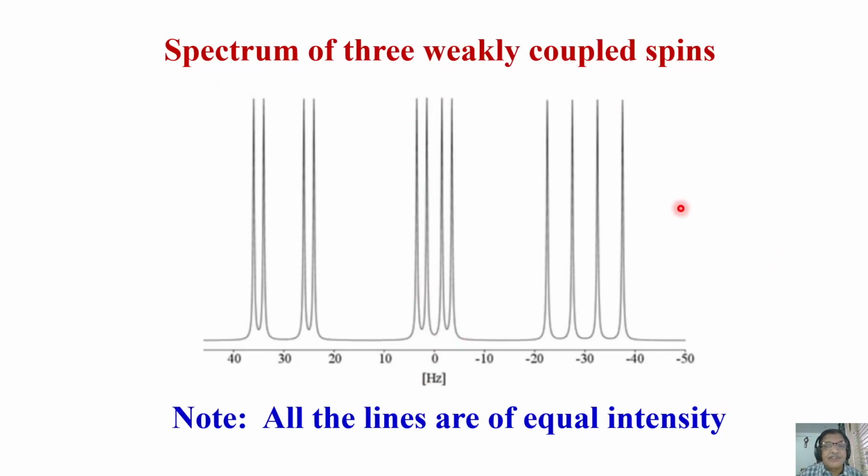Similar to our AX spin system, where 2 spins are coupled, we understood that when there is a JAX, in a 2 coupled spin system, we got 4 peaks, all of equal intensity. Here also, all the peaks are of equal intensity. This is a perfect AMX weakly coupled spin system. The spectrum appears like this.